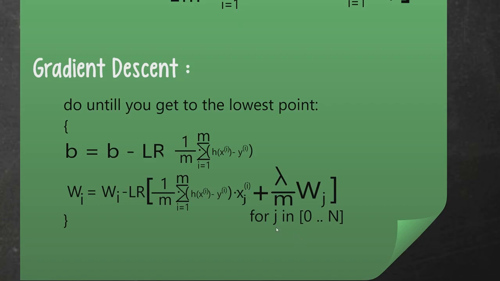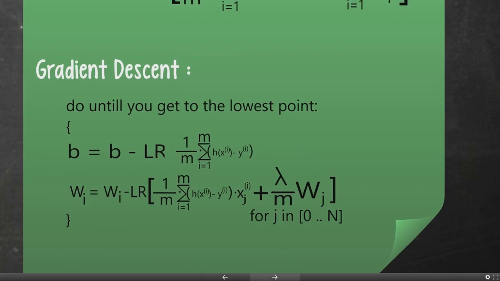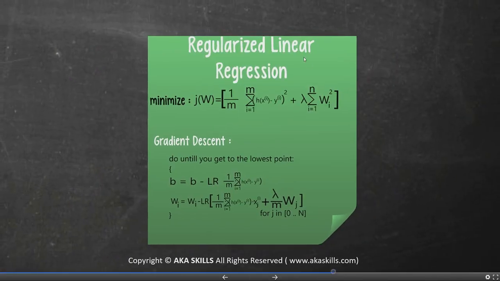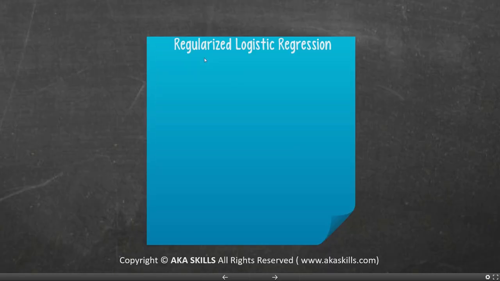So it's here, W for j from 0 to n, where n is the number of features, and m here is the number of examples. It is the same exact gradient descent we saw before. We just added this term. This is the only difference. So this is regularized linear regression.